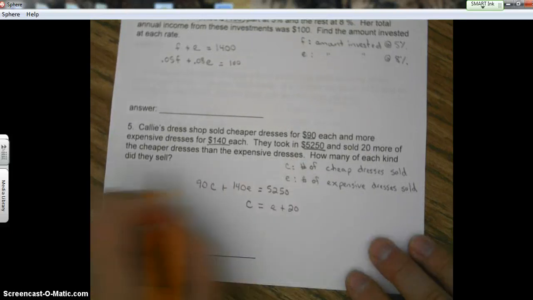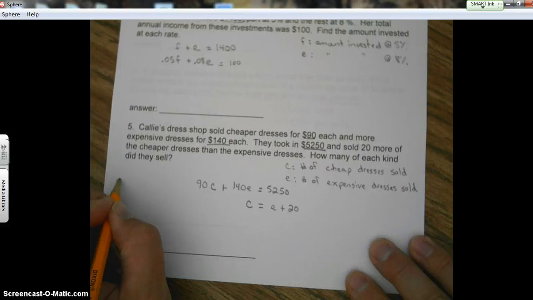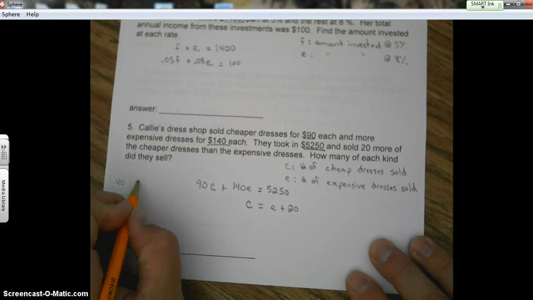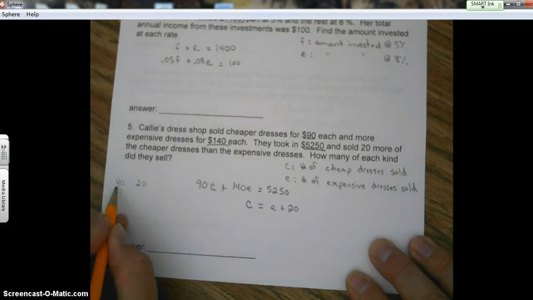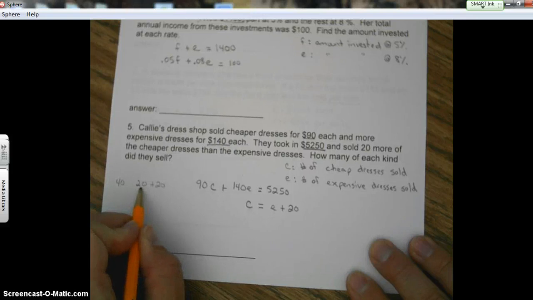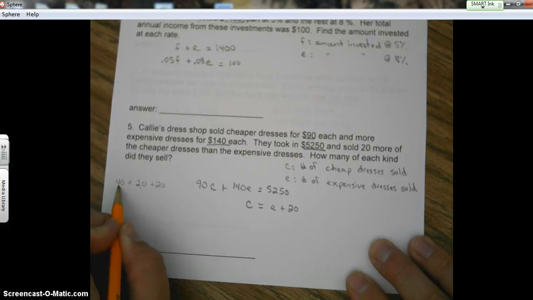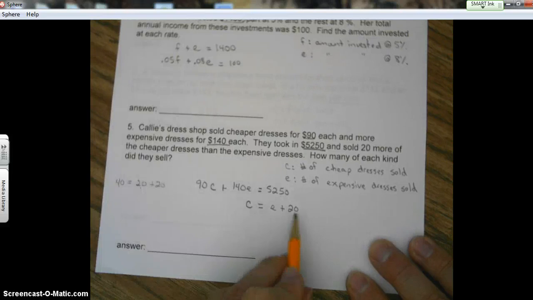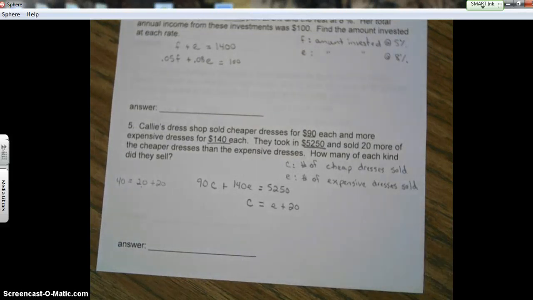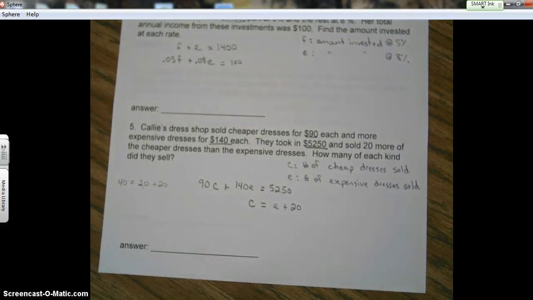So for example, maybe 40, I'm just throwing out a number, 40 cheaper dresses versus 20 more cheaper dresses than 40. So we'd have to add 20 to the expensive dresses in order to be equal to the cheaper dresses. I hope that makes sense. So we had to add 20 to the number of expensive dresses in order to equal the number of cheaper dresses. Sorry guys, I went over 10 minutes by a little bit. So please look these over, and on the next video we will solve them.